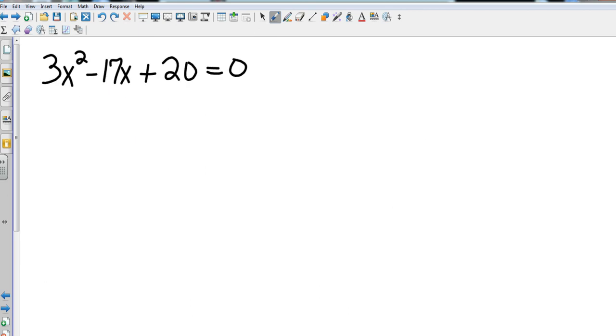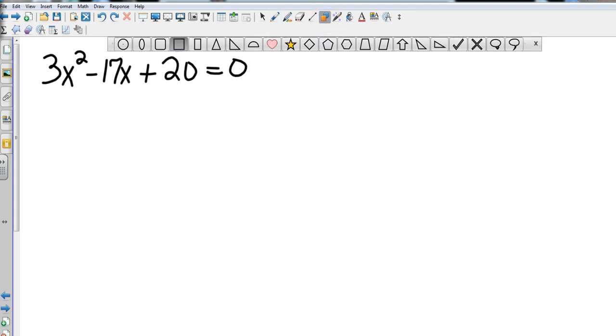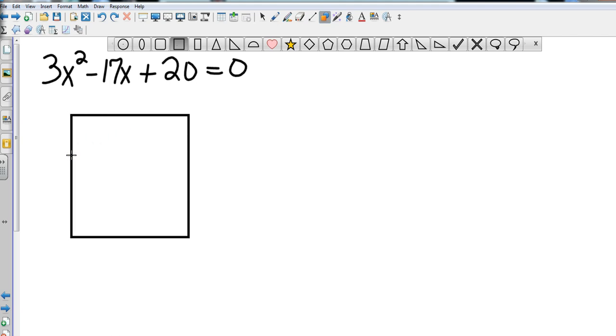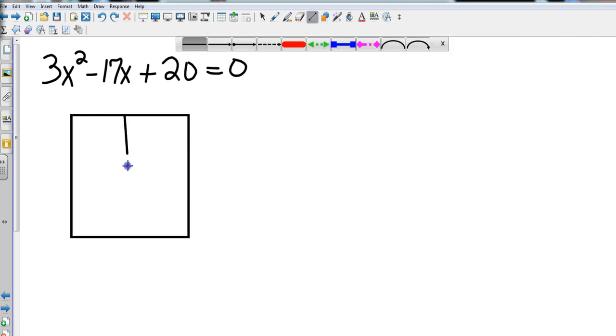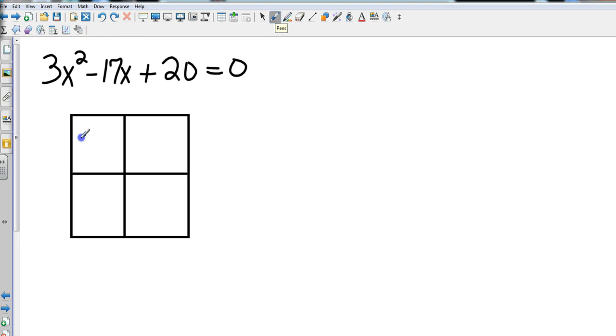Okay, so let's take it a step further, and now we're going to factor this one, and we're also going to solve it. When it says equals 0, they're always going to ask for the solutions. So we're going to start the same way. We still create our 4-square box. Our top left is going to be 3x squared. Our bottom left is going to be positive 20.